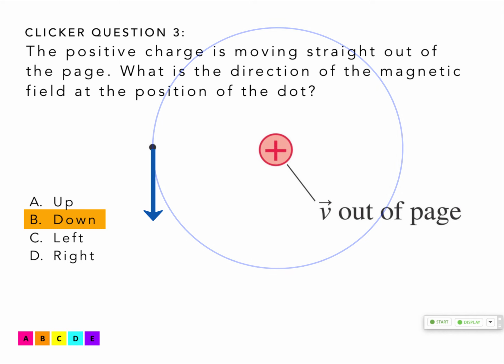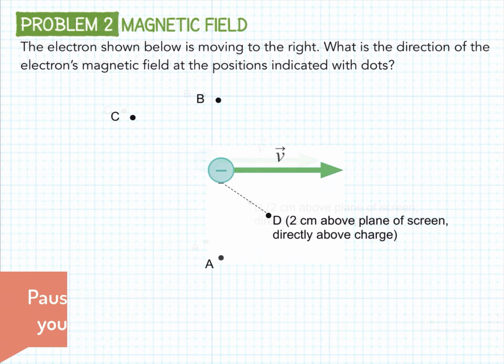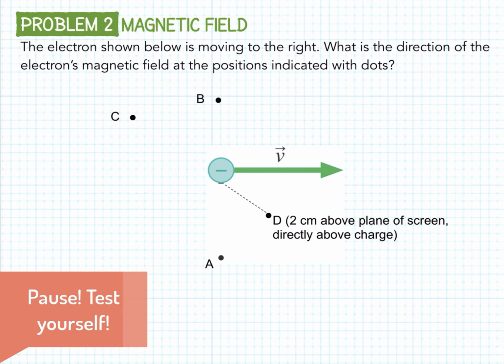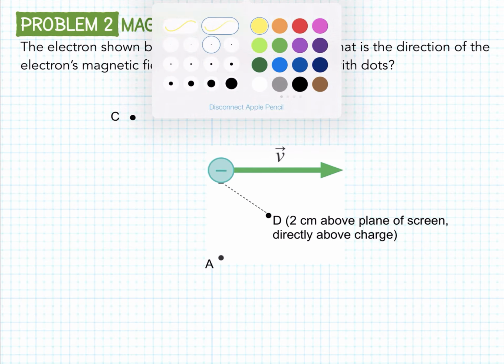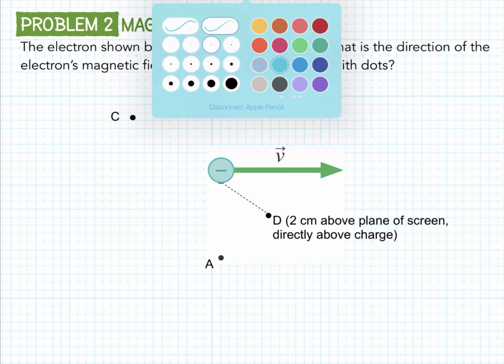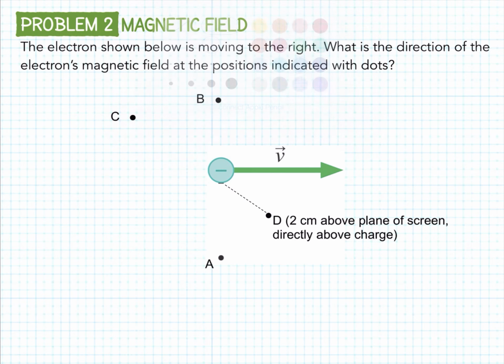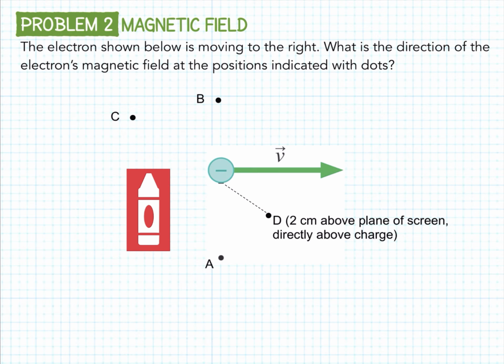Okay, let's try with a negative charge. So what happens to your magnetic field when you're moving with a negative charge? Now, a positive charge we know follows the right-hand rule. A negative charge kind of follows what I would call maybe the left-hand rule. If you use your left hand, it's always going to work.